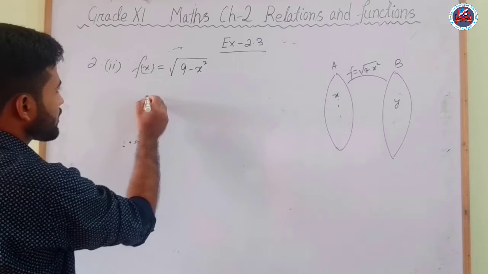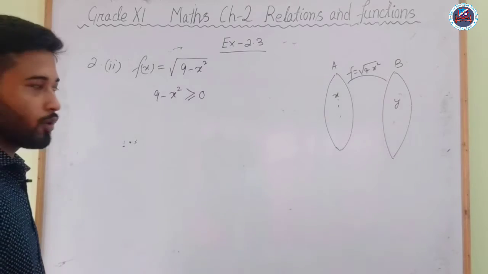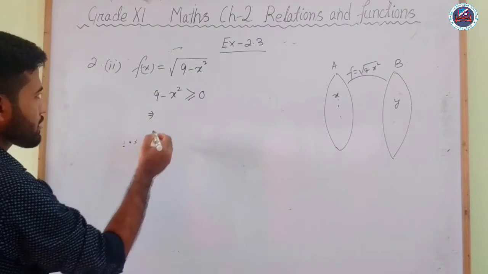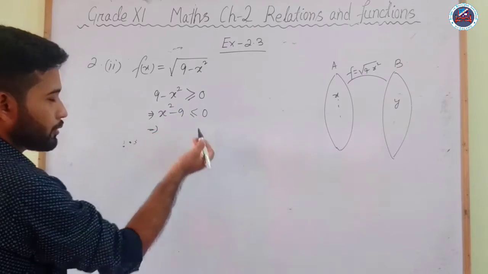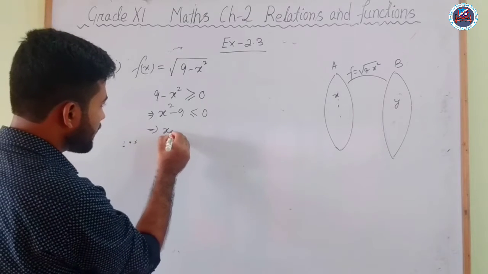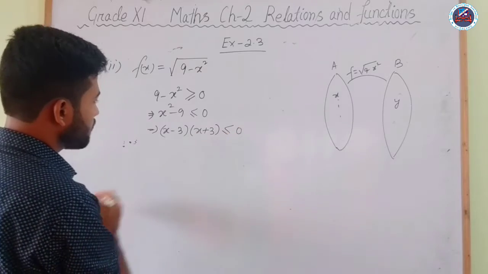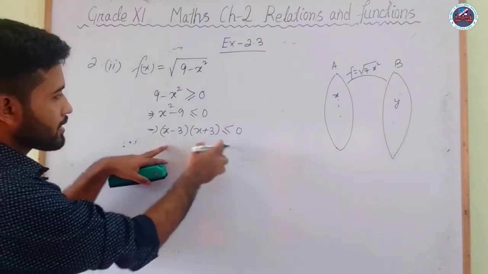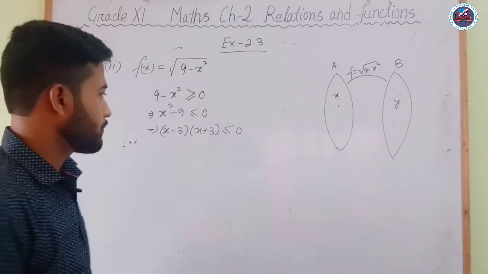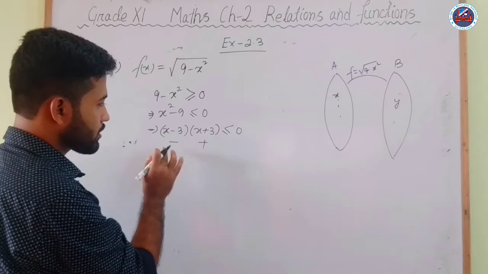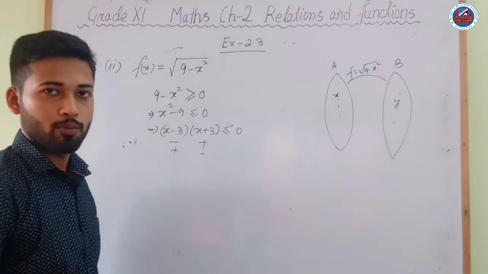So this function will be defined when 9 minus x squared is greater than or equal to 0, only then it will be defined. So this will give us x squared minus 9 less than or equal to 0, and from here we shall get, using the a squared minus b squared property, (x minus 3)(x plus 3) less than or equal to 0. Now what does this give us? We see that multiplication of two numbers is less than 0. That means either this can be negative and this can be positive, so their product will be negative, or this can be positive, this can be negative, so their product is negative.